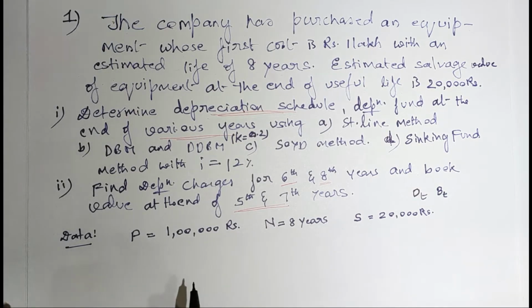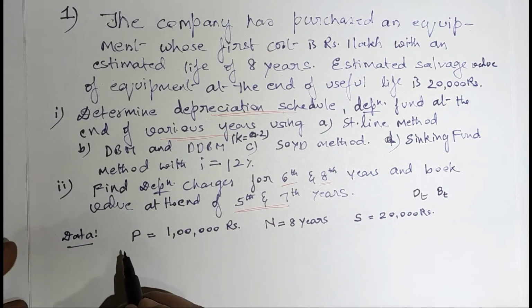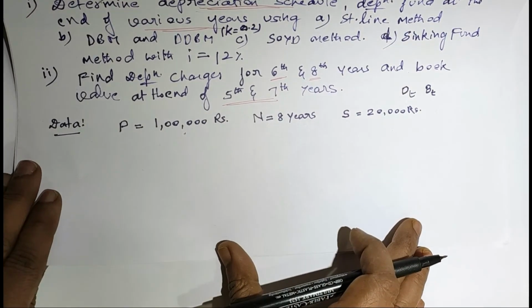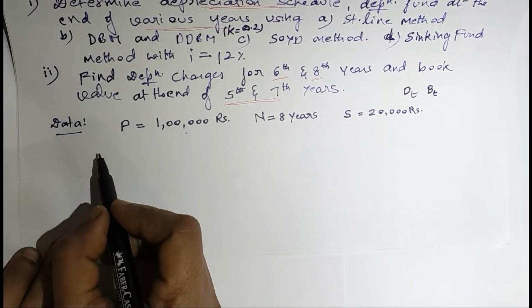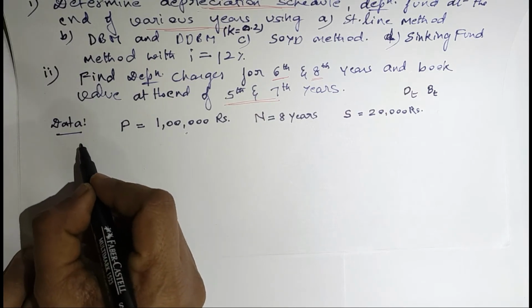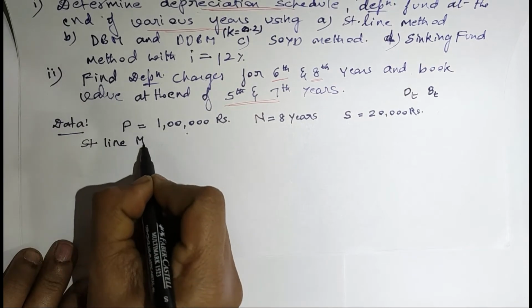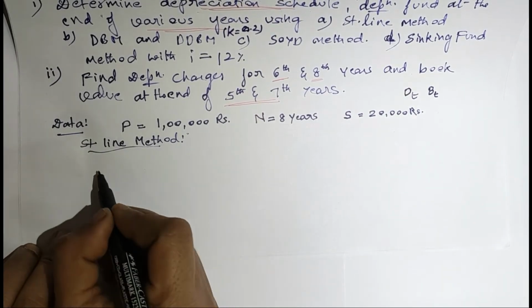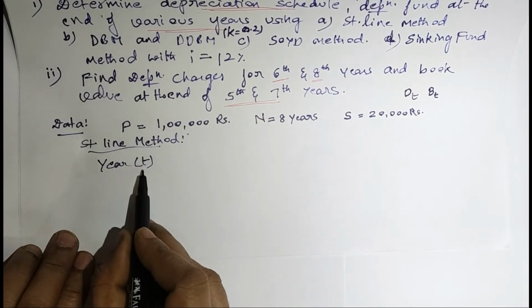What should be there in the table, like column headings? Let me just move the page a bit. Now in the table form, the first is the straight line method. Let us have the column Year. Year is nothing but T.